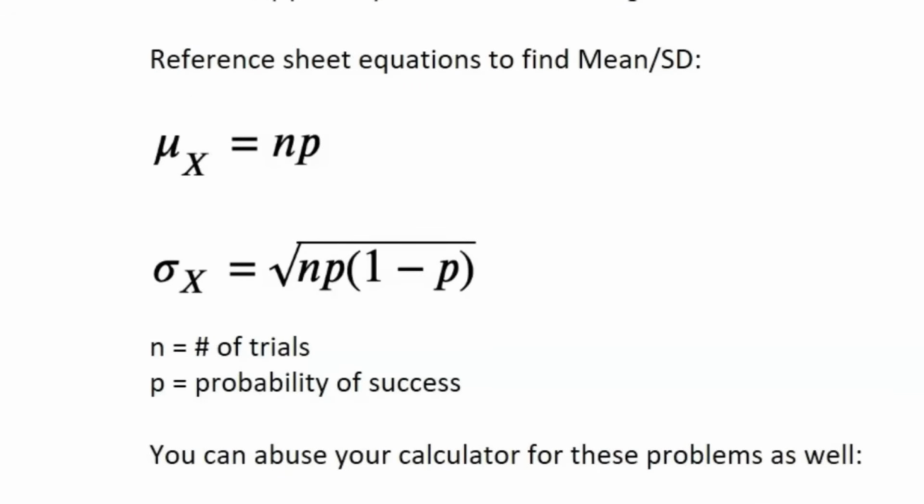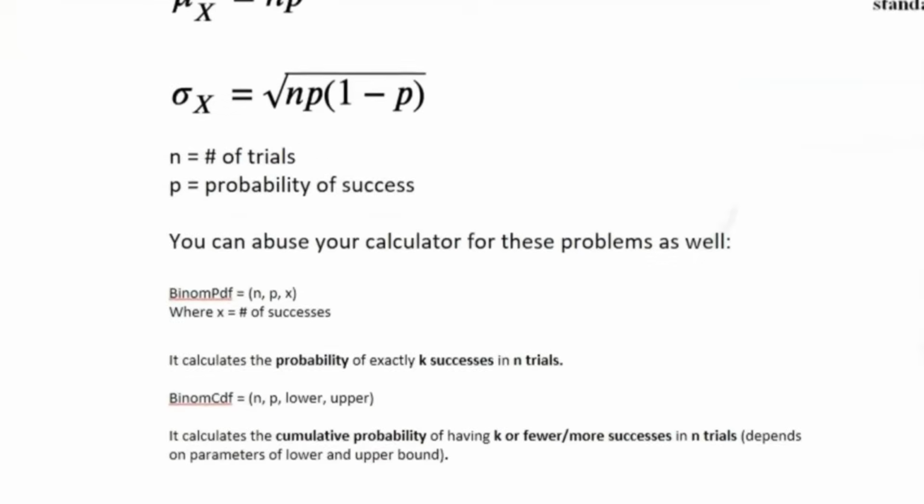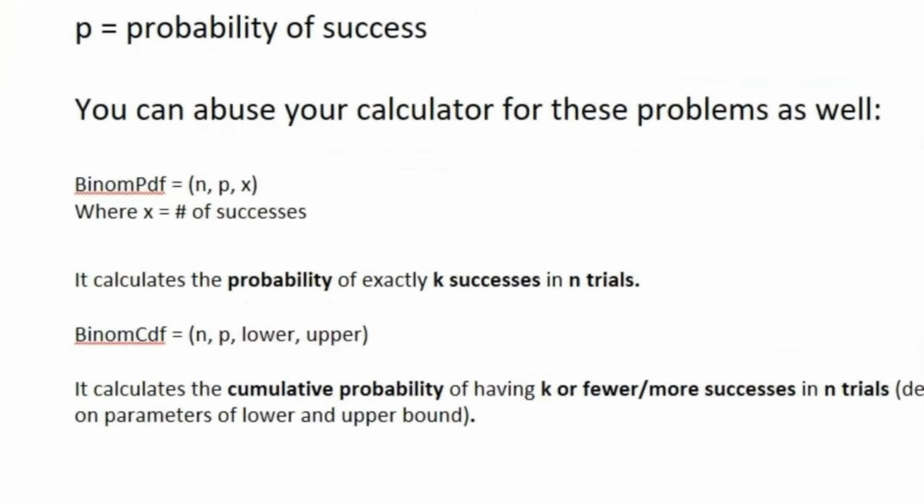And I would say you can always abuse the calculator for these problems as well if you're asked about binomial random variables. So here are the calculator commands. You got binomial PDF, that's just NPX. So n is number of trials, p is the probability of success, x is the number of successes, and it calculates the probability of exactly k number of successes in n trials. Honestly, this should be x number of trials. I should change that. Oops. X number of trials.